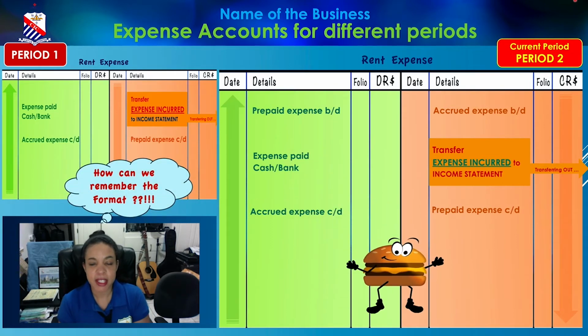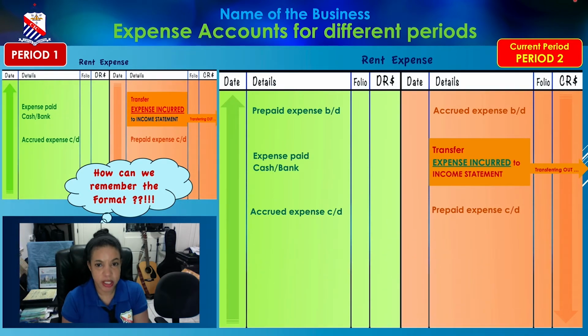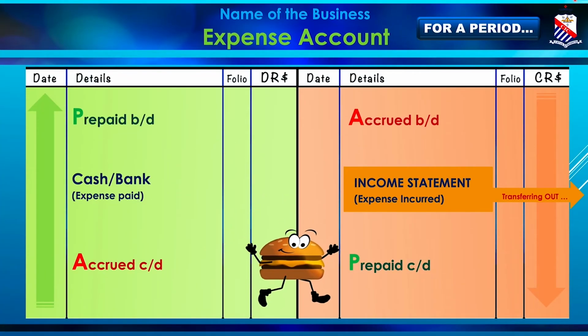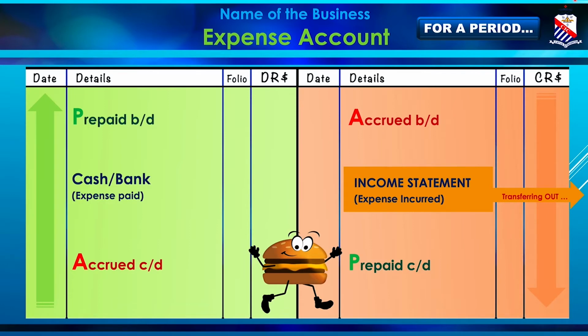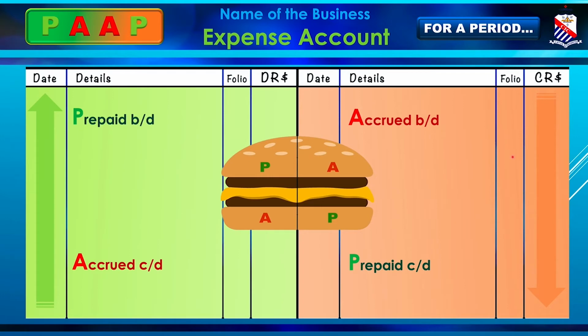So how do we remember this format? Well, we are going to give you a suggestion. Our little burger character is something that we have for you to remember the format for your expense accounts when it comes to accruals and prepayments. And what we have come up with is PAAP. And for this lesson, for the first time, I'm actually making it into a burger. And we will call this our PAAP expense burger. And I will show you why I have it as a burger.